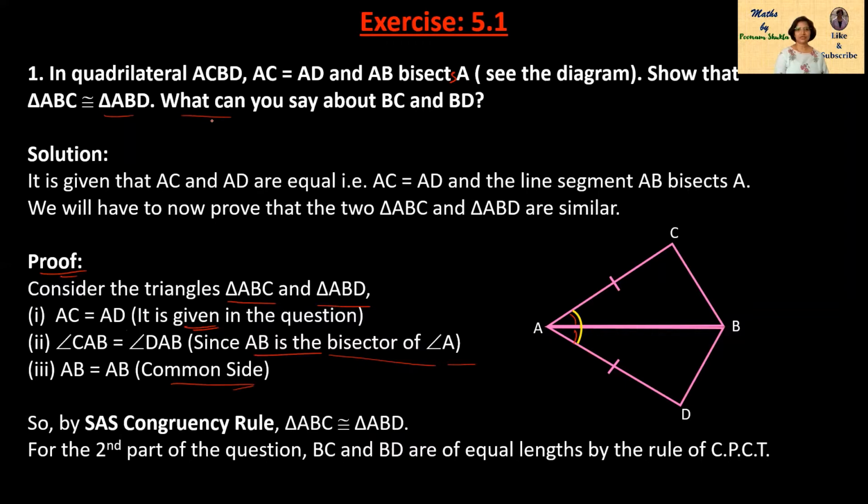Now we'll come to the second part of this question. In the second part, we have to find out whether BC and BD are equal or not. We can say that in the first part we have already proved that these two triangles are congruent. So the CPCT rule says if two triangles are congruent, all corresponding sides and all corresponding angles are equal in both the triangles. So here we can say BC equals BD, of equal length, by the CPCT rule.